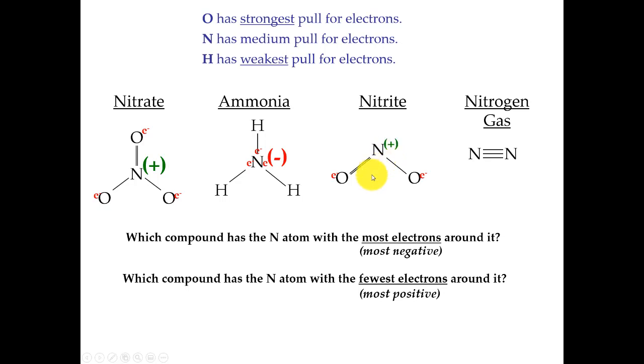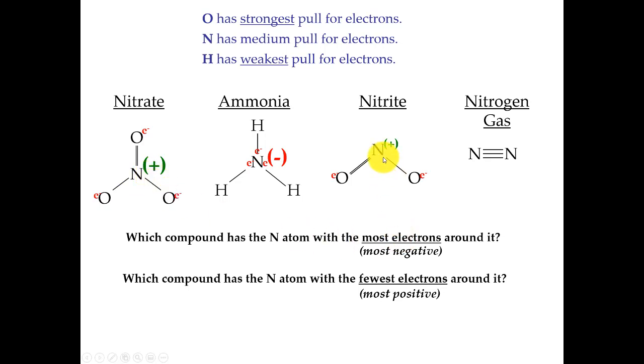But the positive charge on this nitrogen atom is not quite as big as the positive charge on this nitrogen atom in the nitrate. And the way I think about it is like this. So consider this poor nitrogen atom here. It has 3 oxygens hogging its electrons away from it. So that means that it's really devoid of electrons, which means that it has a relatively big positive charge.